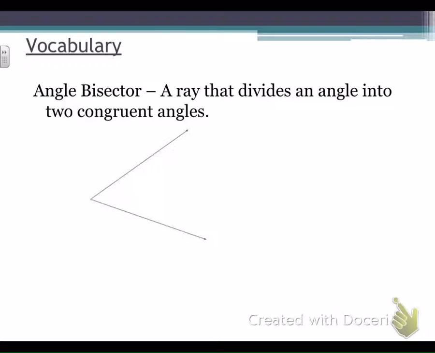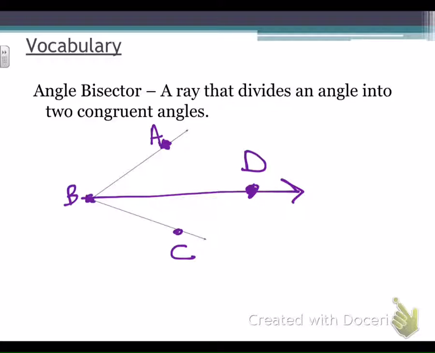Okay, so this is our angle here. Let's put some labels on it. So we'll call this angle A, B, let's see. Then let's say this is a ray that splits this in half.